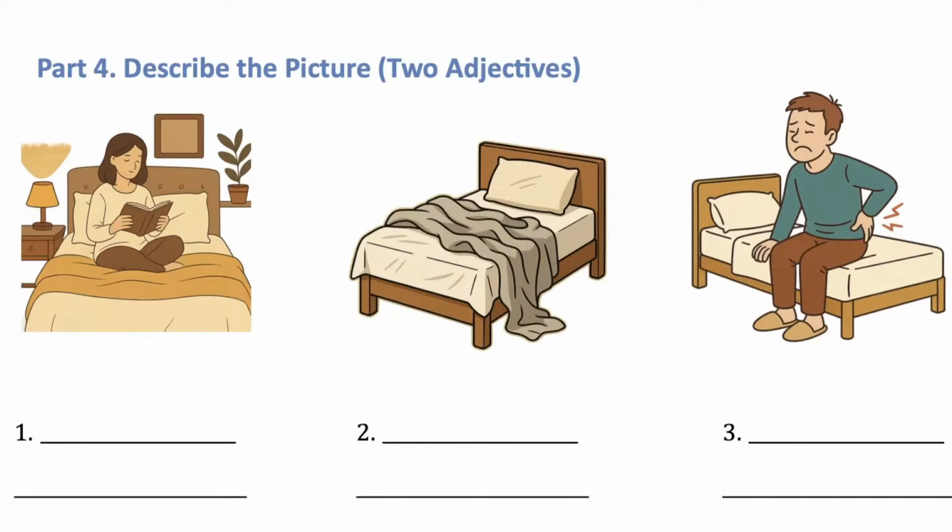Okay, Kadeen, bed 1, comfortable and cozy. That's good, Kadeen. Carlos, 1 is cozy, 2 is messy, 3 is firm. See, bed 3 is what I like.